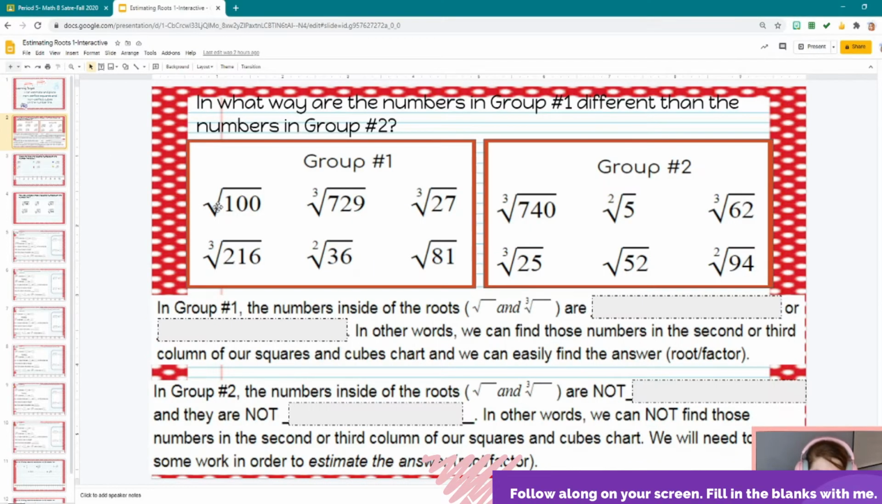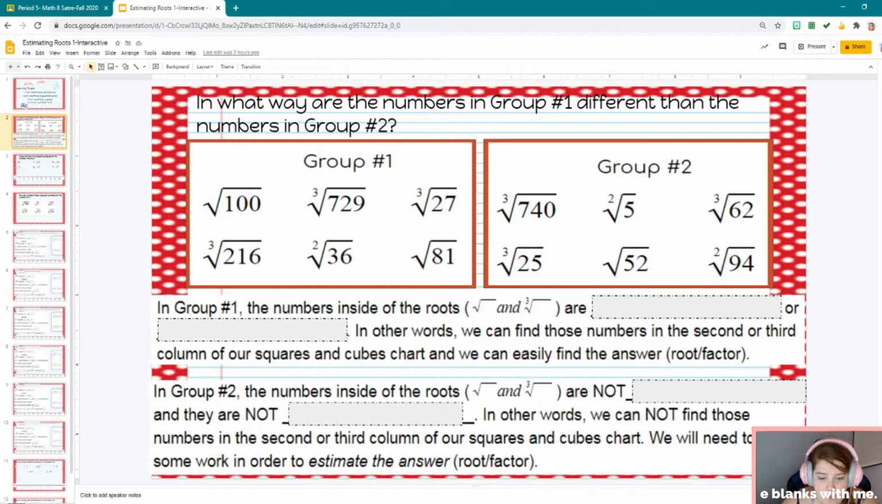So, I ask, in what ways are the numbers in group 1 different than the numbers in group 2? If we look here, we have the square root of 100. Do I know what the square root of 100 is? I do, it's 10.